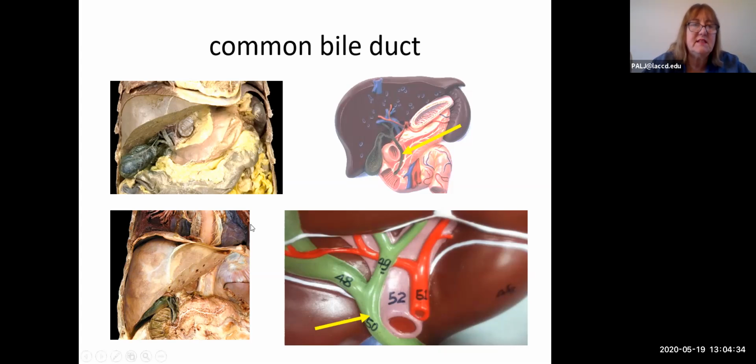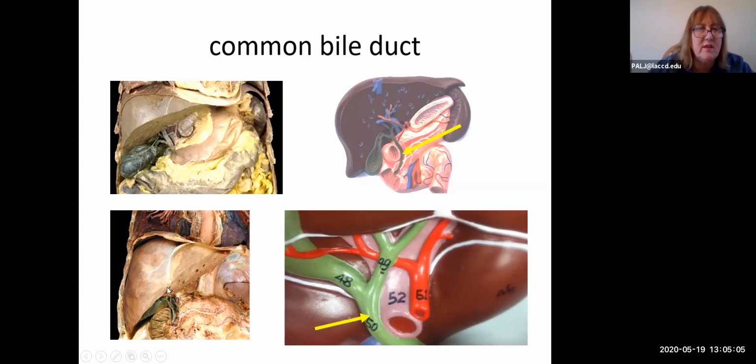And so this duct forms just below the joining of the cystic duct, but then what happens, you can see on the model, is that it dives into the head of the pancreas. And it's going to be joining up with secretions coming from the main pancreatic duct, and then the two of them will dump their secretions at the same time into the duodenum. So you clearly can see that on those models.